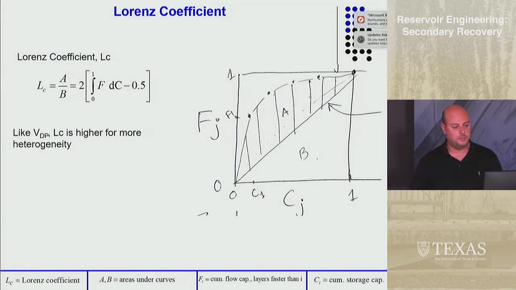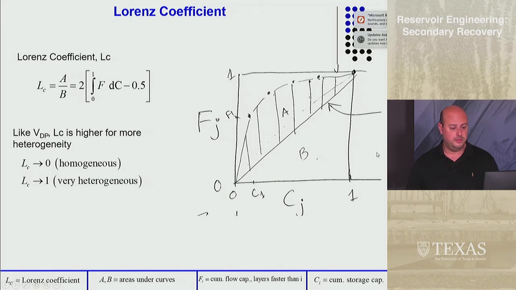So we've got this Lorenz coefficient. You have the integral over here. If you have an equation or you fit an equation to the data, you could actually do the integral. Otherwise, you'd have to use the trapezoidal rule or some sort of numerical integration technique. But it's effectively the area of A divided by the area of B. Again, a value of 0 is very homogeneous, excuse me, and closer to 1 is very heterogeneous.